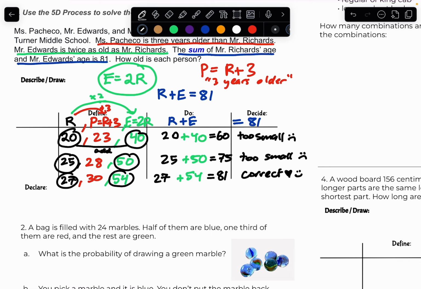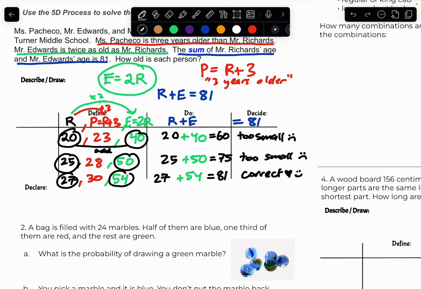I just didn't know how many steps it would take. For me, it took me 3 steps. For you, it might take 2 steps or 4 steps, but remember, you have to have at least 2 steps with this process, with the 5D process.